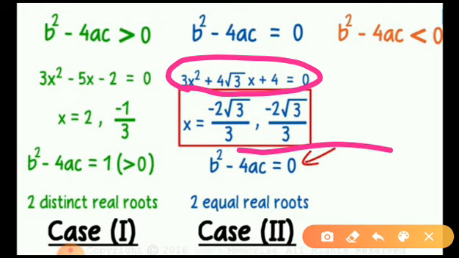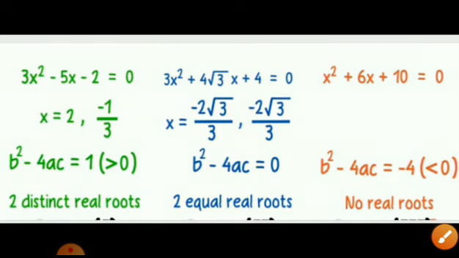Clear? See, the next one is x square plus 6x plus 10 equal to 0. For this equation, if I find b square minus 4ac, I get the answer as minus 4. Here, my discriminant is less than 0.